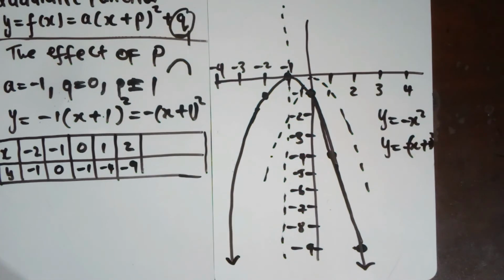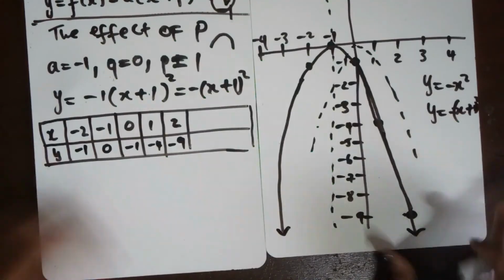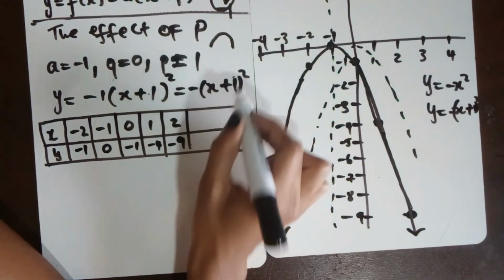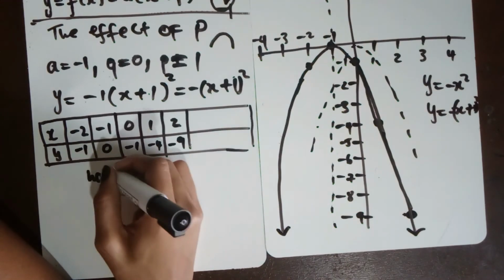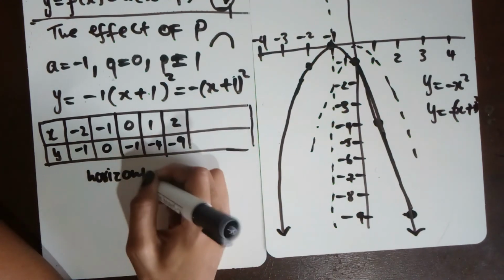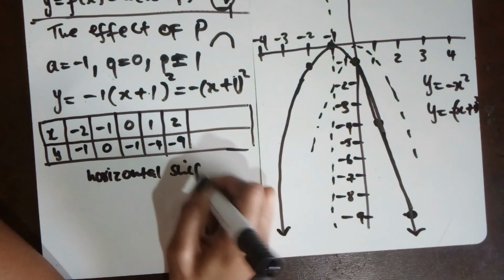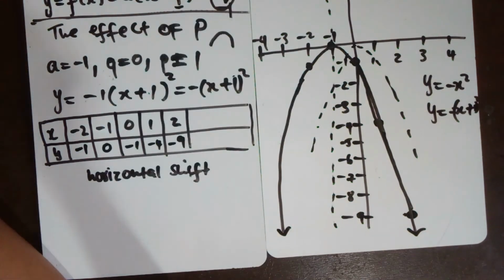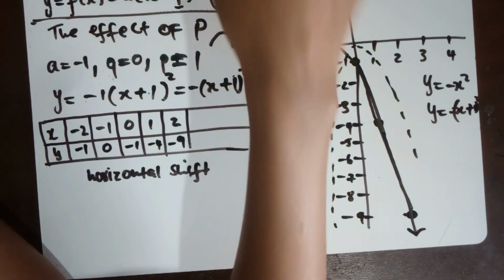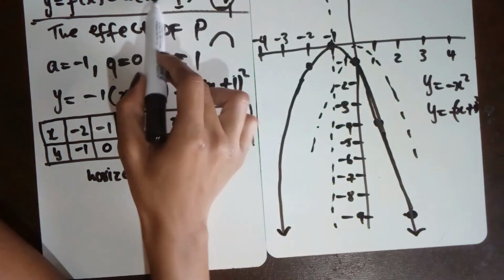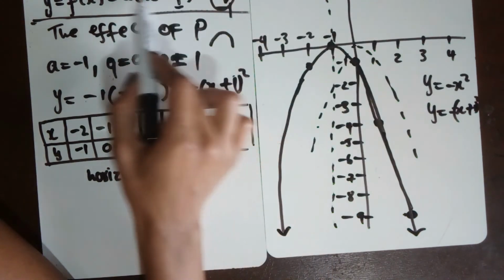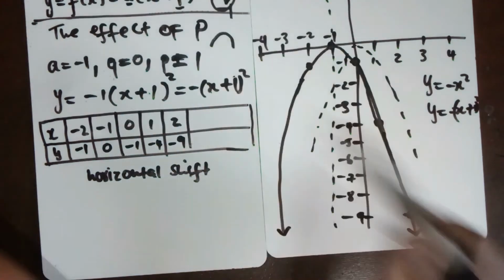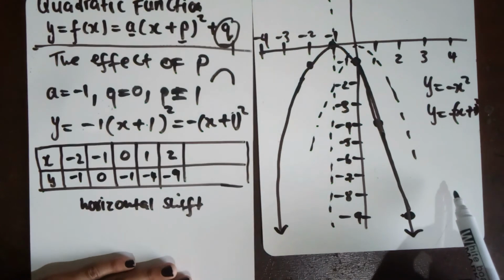So I want you to take a few things from here. The first thing you have to take is that this is actually called the horizontal shift. So this point P here is called the horizontal shift. We said Q was the vertical shift. It's the movement up and down. P is our horizontal shift, and A is just determining whether our graph is faced up or faced down, right?